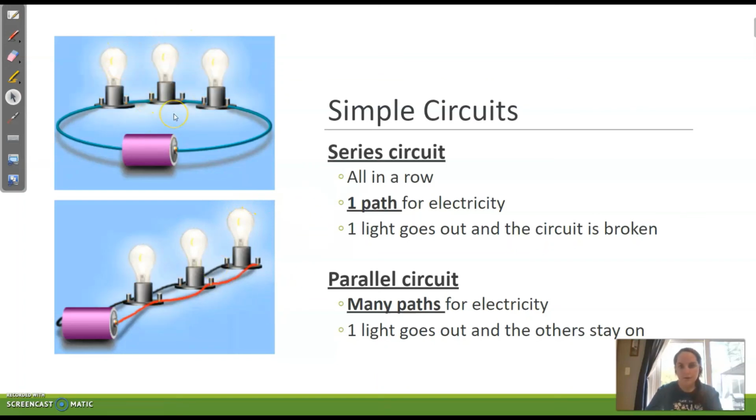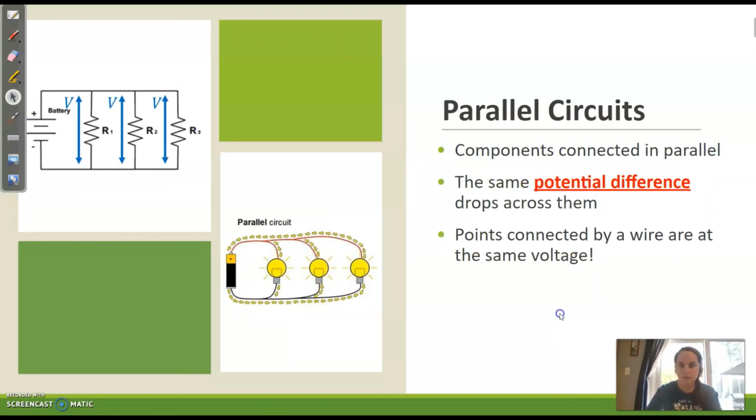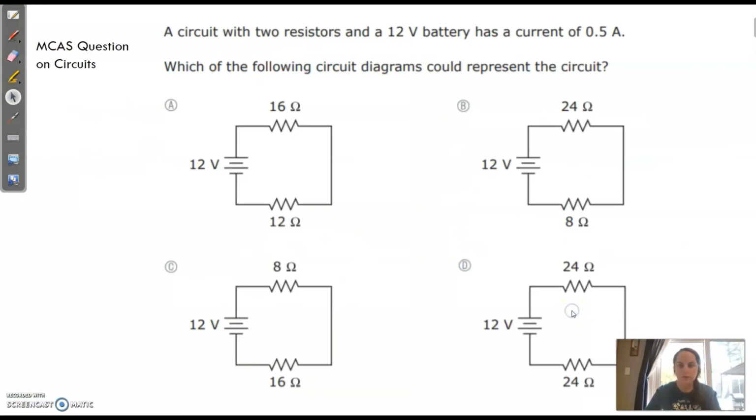So in a series circuit, your current stays the same. In a parallel circuit, your voltage stays the same. Again, in the series circuit, the current stays the same. Remember charge conservation: you can't create or destroy electrons, so the current cannot disappear. In a parallel circuit, the potential difference, or the voltage, is the same all the way across the circuit.